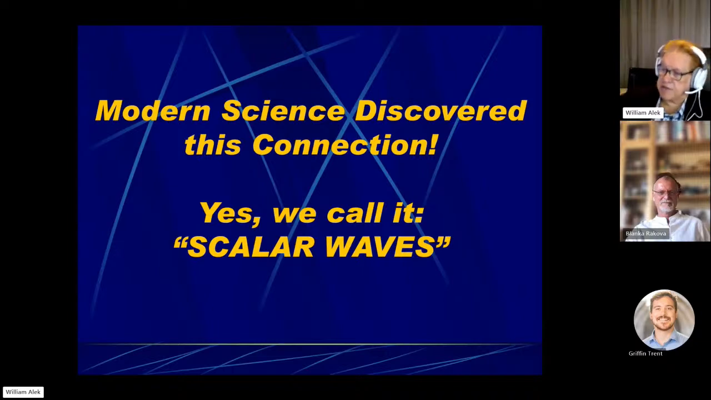Modern science discovered this connection, and we call it scalar waves. This is what we're working on here: the scalar wave theory and practical applications of this technology. When you speak to physicists today, they either don't have a clue, or it's mainly theoretical. If you look at general relativity, for example, yes, you can apply it, but it's mainly a theoretical equation, and you can't apply it to electromagnetics, as far as I know.